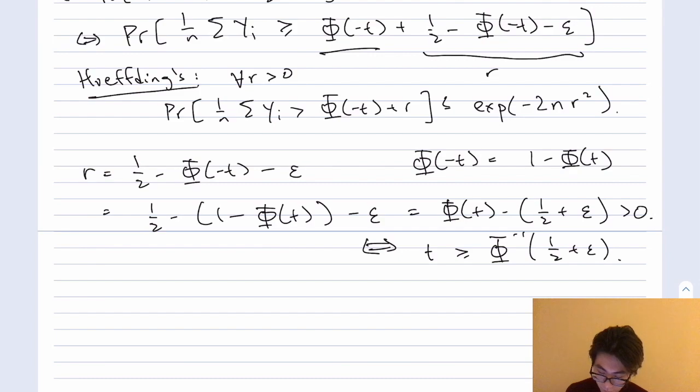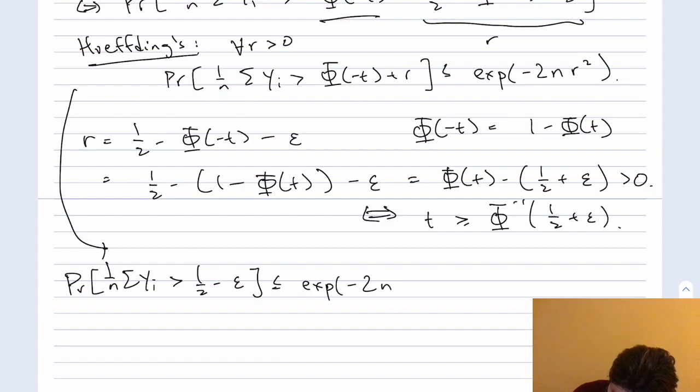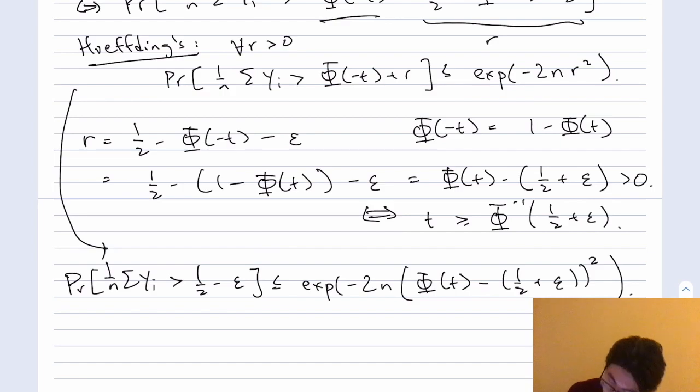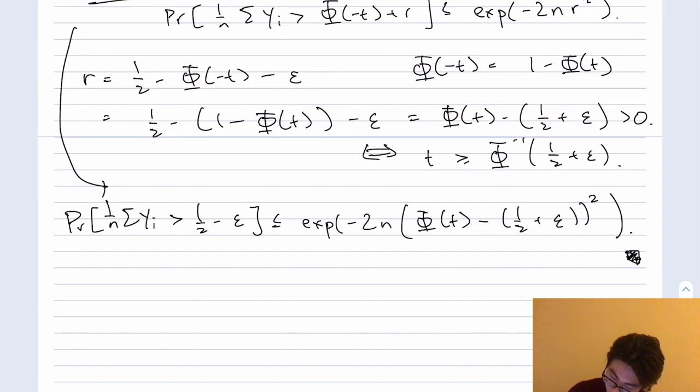And now the result just follows from applying Hoeffding's, because Hoeffding's implies that the probability that 1 over n sum yi exceeds this amount, 1/2 minus epsilon, is at most exp of minus 2n times r squared. And r, as I rewrote briefly, is just phi of t minus 1/2 plus epsilon, which is equivalent to the expression that I had initially. So this completes the proof.